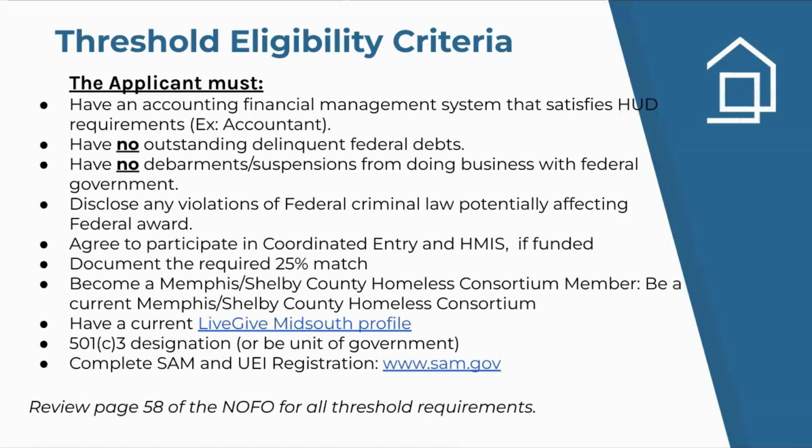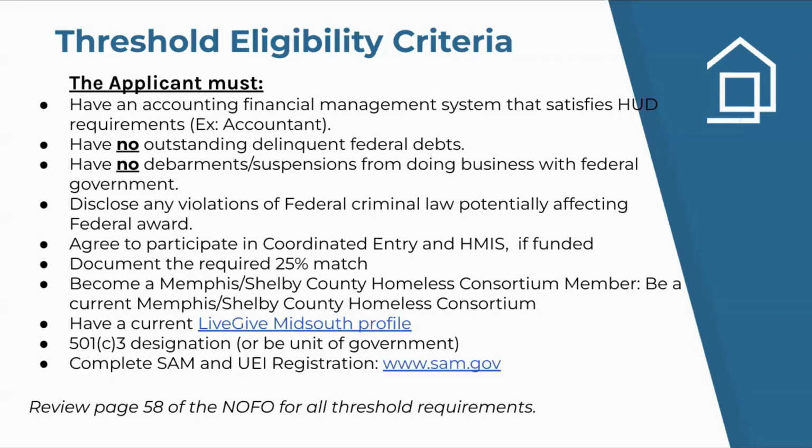So, HUD priorities and requirements. These are some basic threshold requirements that are just part of the eligibility criteria. There is a much larger list of threshold requirements in the NOFO starting on page 58, and you will see new project threshold requirements and renewal project threshold requirements. So be sure to check that out to make sure that your organization is eligible.